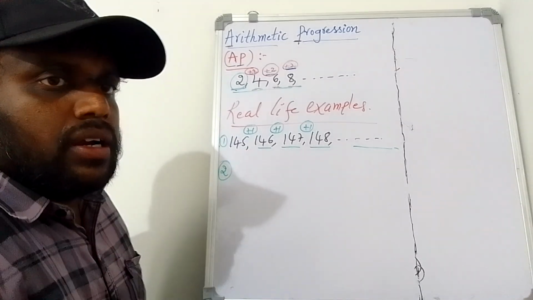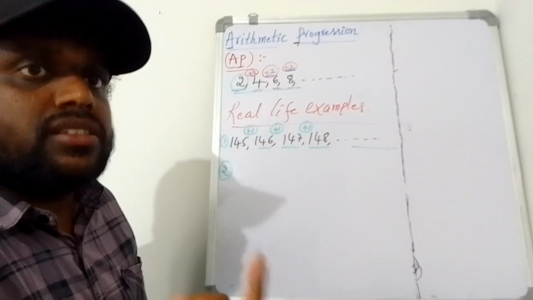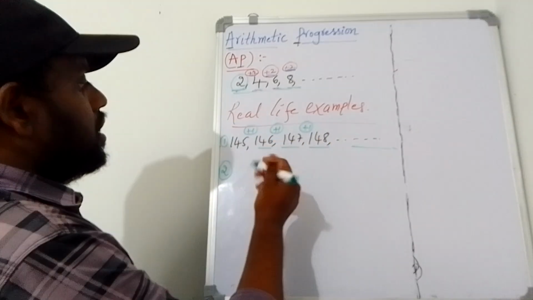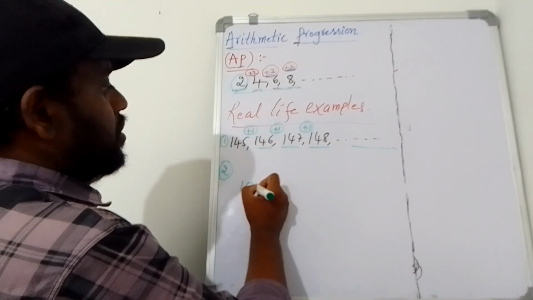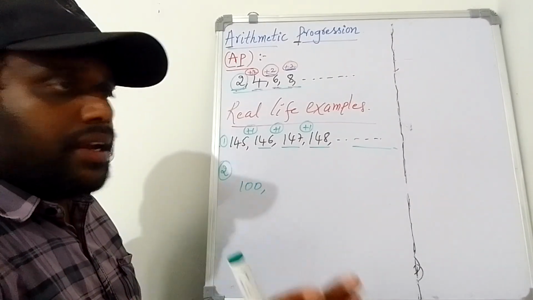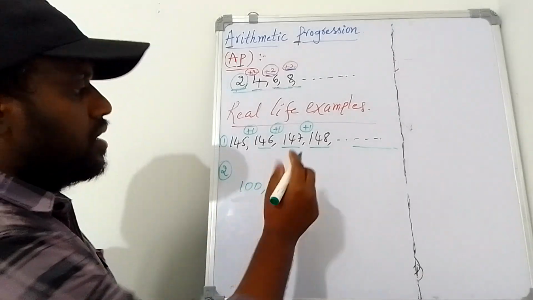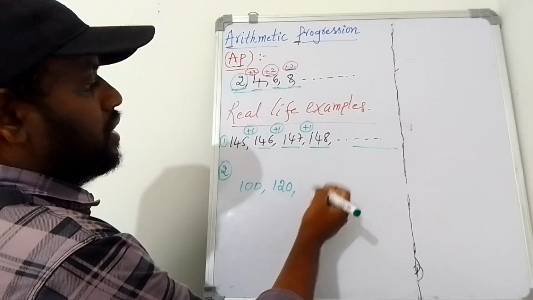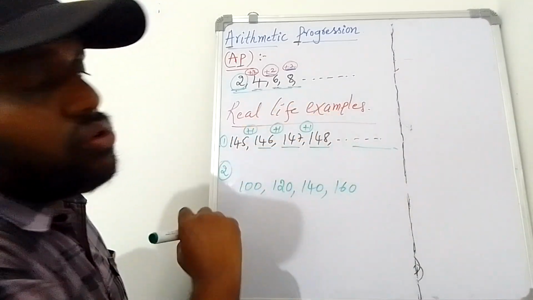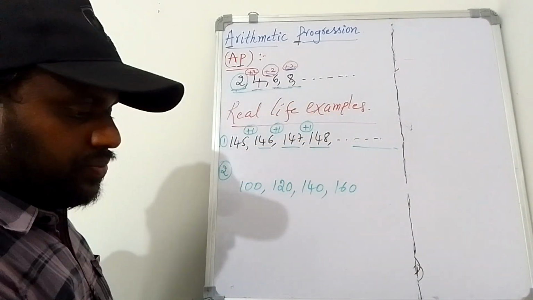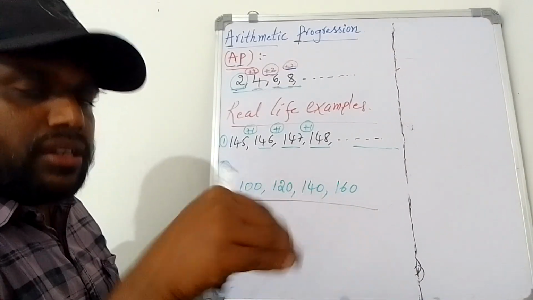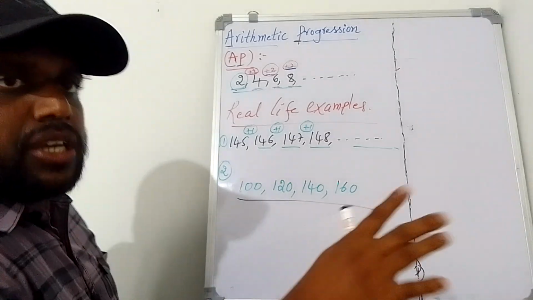for example, movie theater ticket rates are increasing every year. The ticket rate in the first year is 100 rupees. In the second year they increase it to 120. In the third year they increase it to 140. In the fourth year they increase it to 160. Right? So now these ticket rates hike or increase in subsequent years.